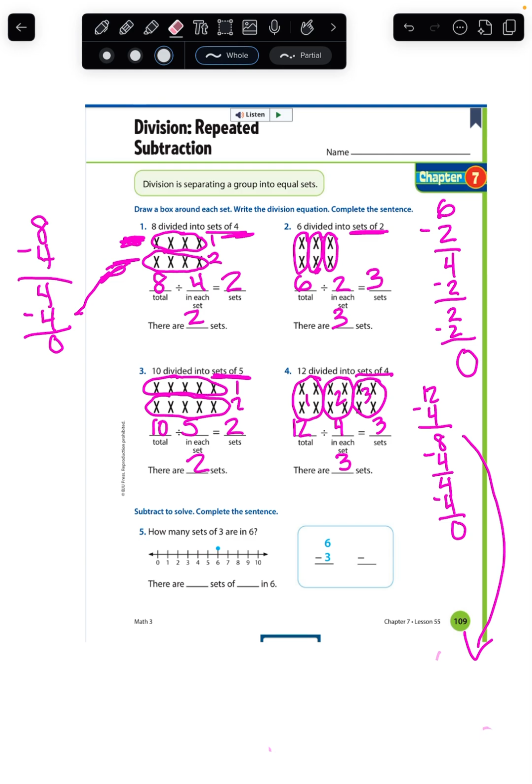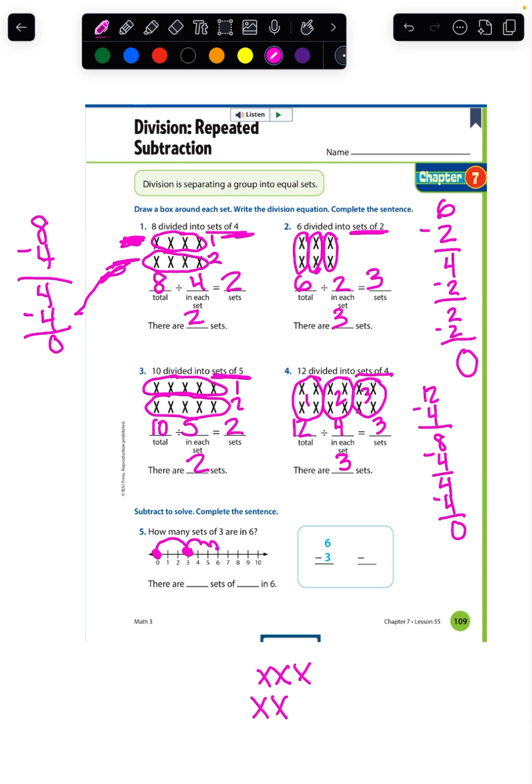So let's try number 5 together. How many sets of 3 are in 6? So this is where it's trying to get you to do the repeated subtraction. You can use your number line, and you're trying to get to 0. So let's count backwards 3. 1, 2, 3. So there's 1 set. You go back another, and that would be 2 sets. If you need a better visual, go ahead and draw your X's. Okay, so let's do 1, 2, 3, 4, 5, 6.